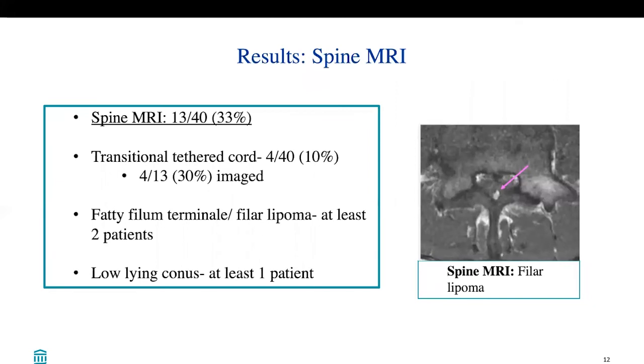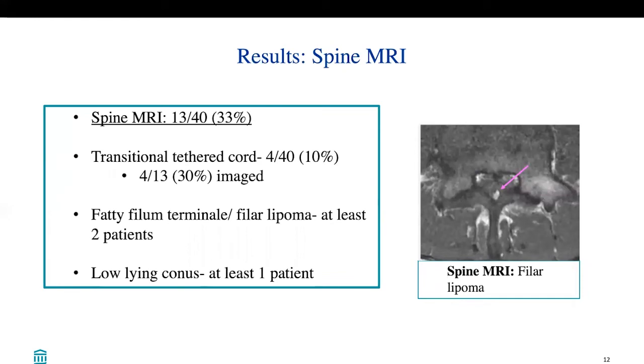Now to talk about results from the spine MRI. So lastly, 13 patients in this cohort have had a spine MRI. Transitional tethered cord has been noted in 4 patients out of 40, and all 4 of these patients have had surgery. However, what is important to note is that this number 4, once it is put over the number of patients who have been imaged, so 13, it then becomes that tethered cord has been seen in 30% of imaged patients.